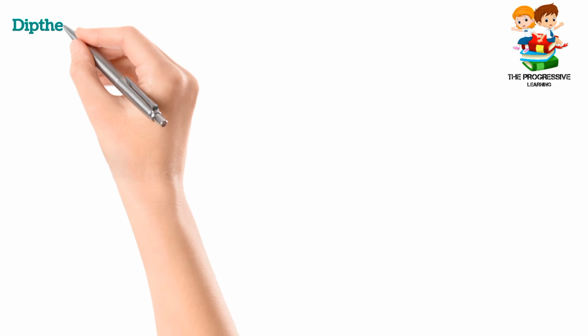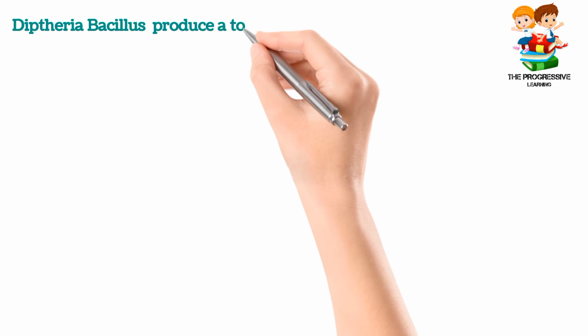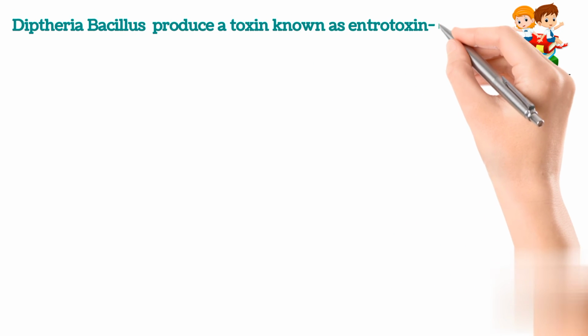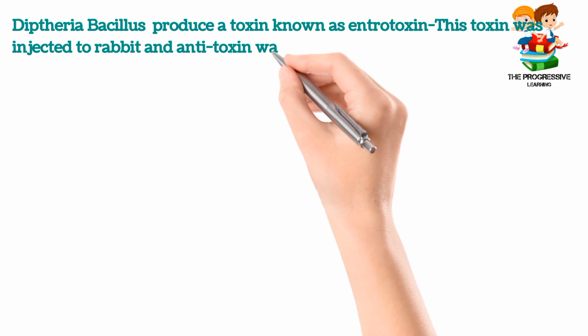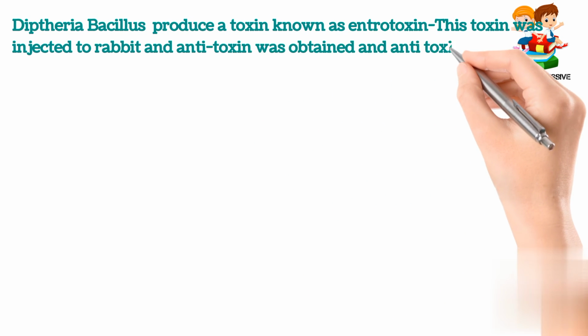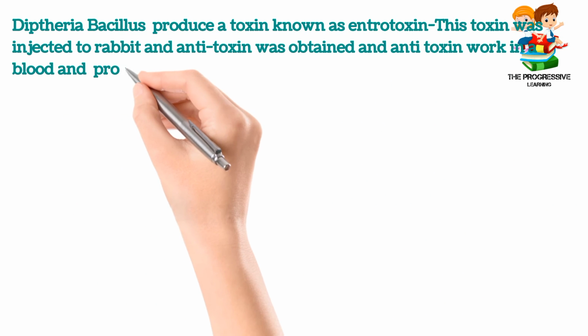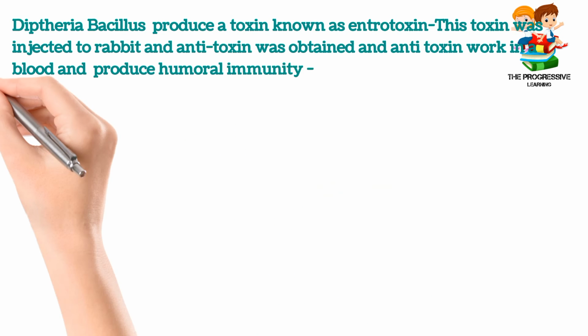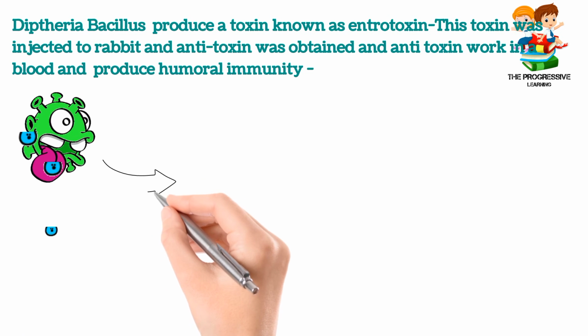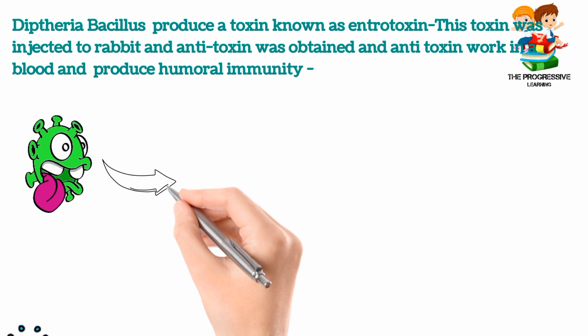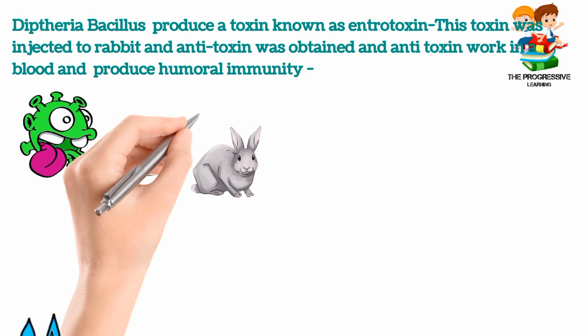Let me tell you how Pasteur prepared a vaccine. Diphtheria bacillus produced a toxin known as exotoxin. This toxin was injected into a rabbit, and the rabbit's body produced antitoxin against it. And this antitoxin was obtained, and antitoxin works in our blood and produces humoral immunity.